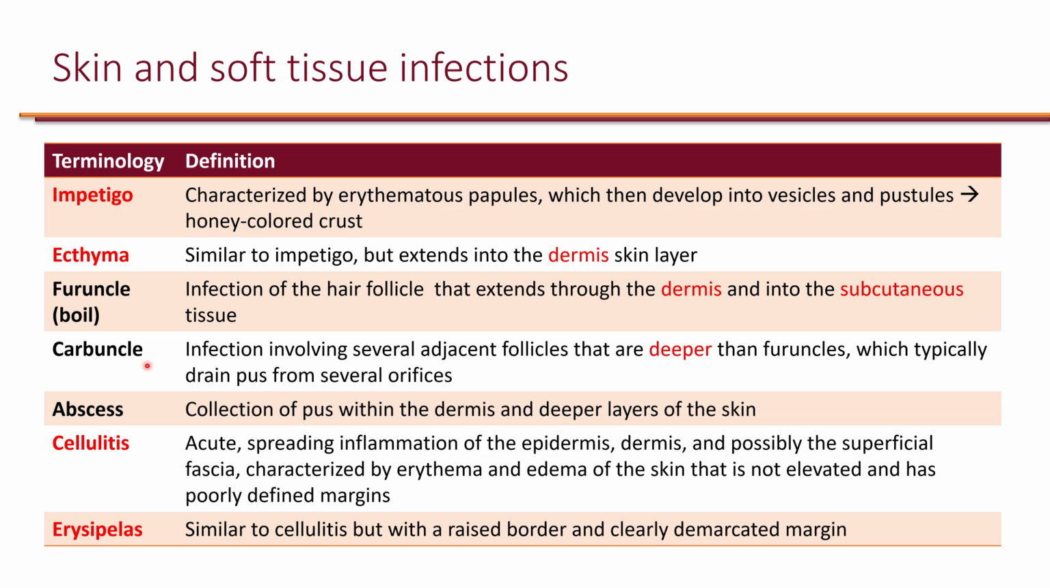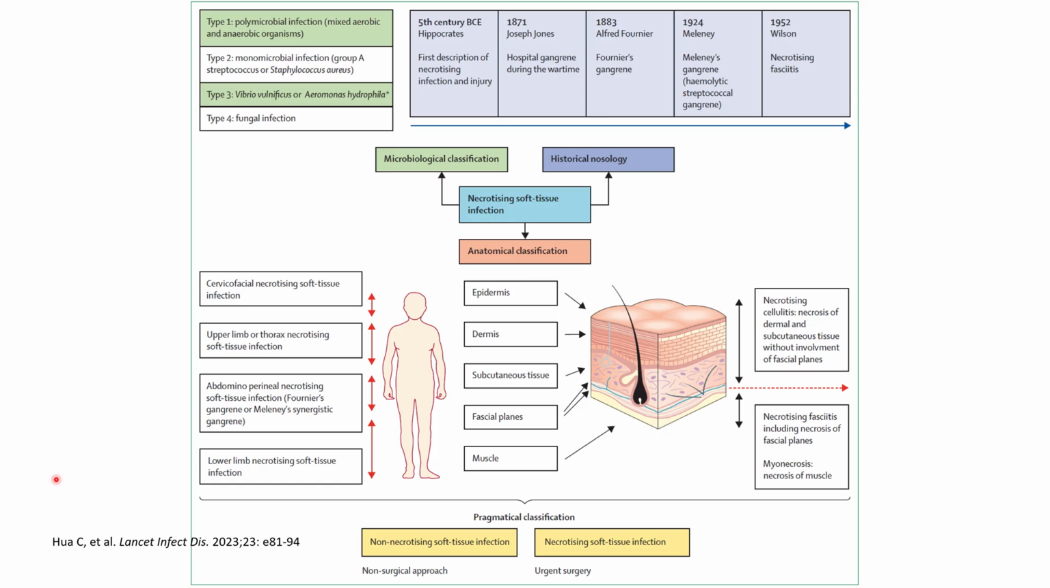Cellulitis is an acute spreading inflammation of the epidermis, dermis, and possibly the superficial fascia. It's characterized by erythema and edema of the skin that is not elevated and has poorly defined margins. Erysipelas is similar to cellulitis but with a raised border and clearly demarcated margin. These infections are considered superficial in the sense that they are not necrotizing.